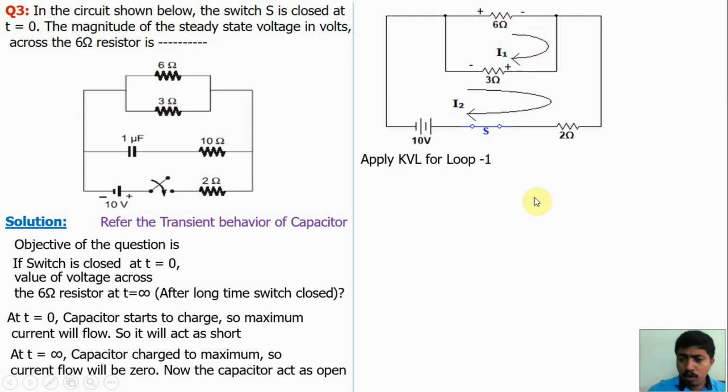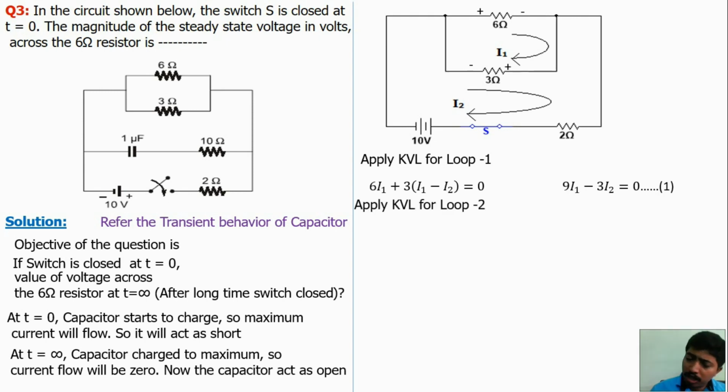Now apply Kirchhoff's voltage law. If current flows from positive to negative, this is a positive voltage. So 6I1. Here I1 flows from positive to negative and I2 flows from minus to plus. So 6(I1 minus I2) is equal to 0. Simplify this equation, you will get it like that. Let us take this as equation 1. Now apply Kirchhoff's voltage law for loop 2.